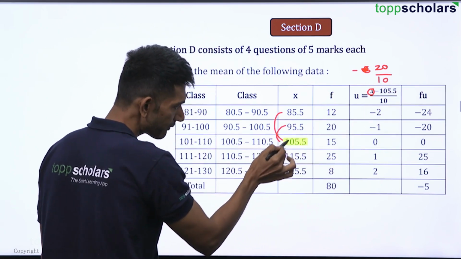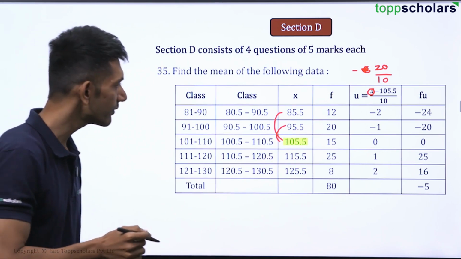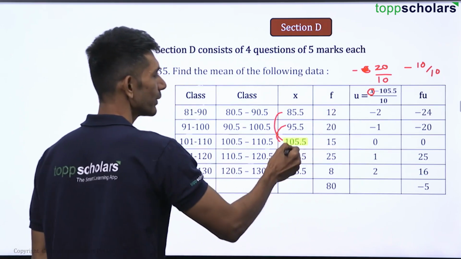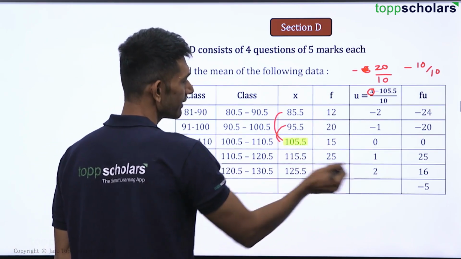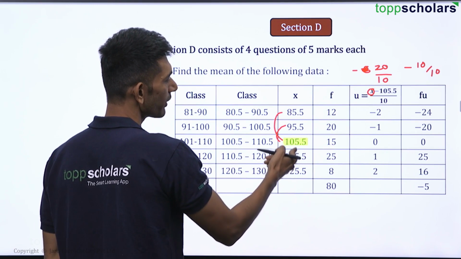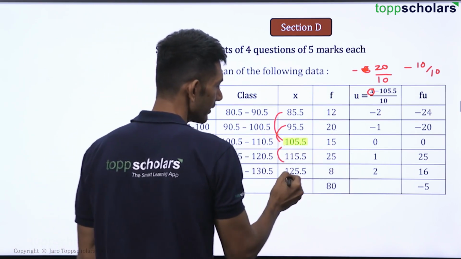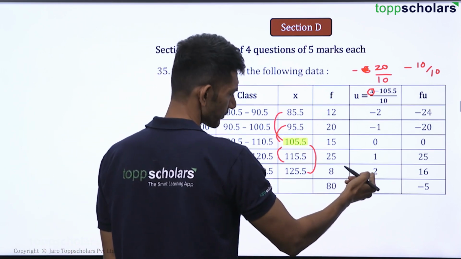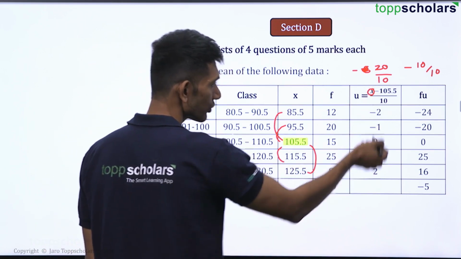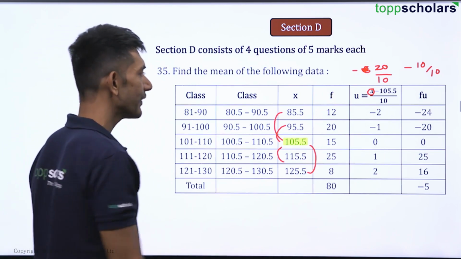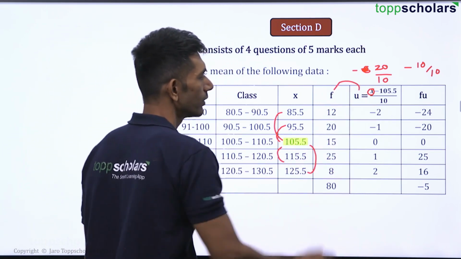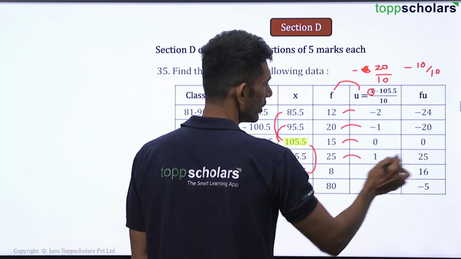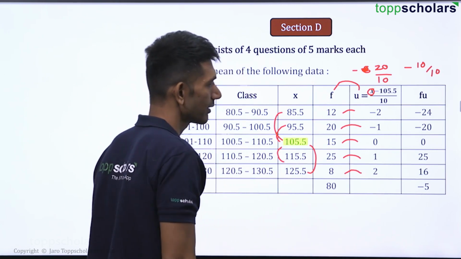Then 95.5 minus 105.5 is minus 10. So minus 10 divided by 10 is minus 1. If you subtract this, you get 0. 115.5 minus 105.5 is 1 and 125.5 minus 105.5 is 20 divided by 10 is 2. So this is your U. And then you multiply the values of F and U. 12 into minus 2 is minus 24, 20 into minus 1 is minus 20, 15 into 0 is 0, 25 into 1 is 25, 8 into 2 is 16. Correct?